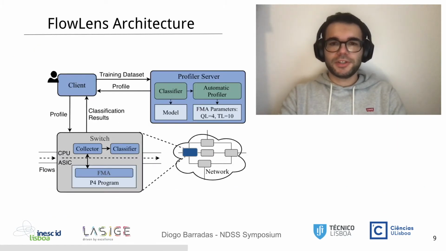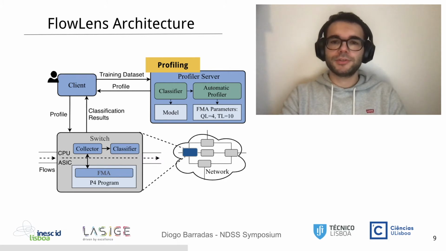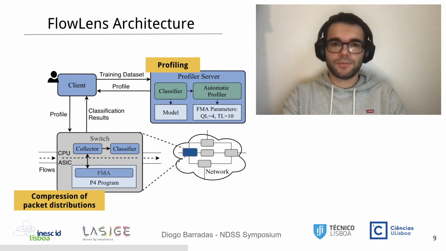This figure shows the FlowLens architecture. When a client wants to use FlowLens, it can upload a training dataset for a particular machine learning-based task to our profiler server. Our profiler server will then use supervised machine learning to select the correct composition of the flow marker that best suits that kind of machine learning application. These parameters will then be uploaded to a P4 program that is running on the switch, and that will collect and compress packet distributions as new flows cross the switch.